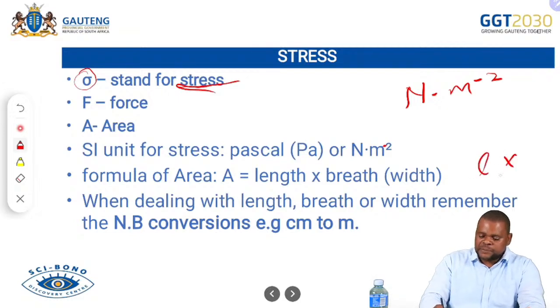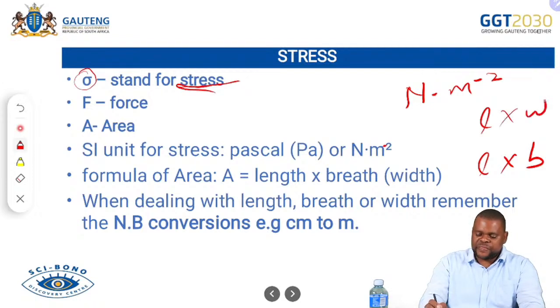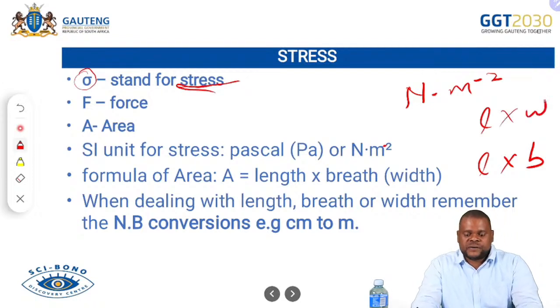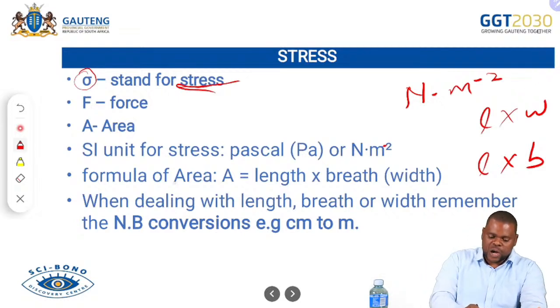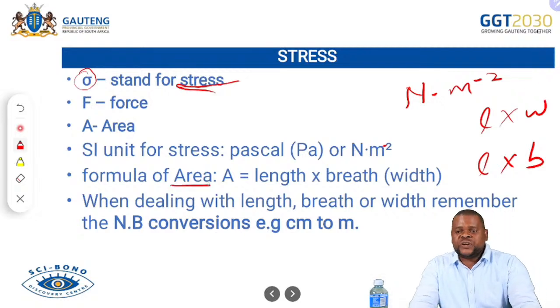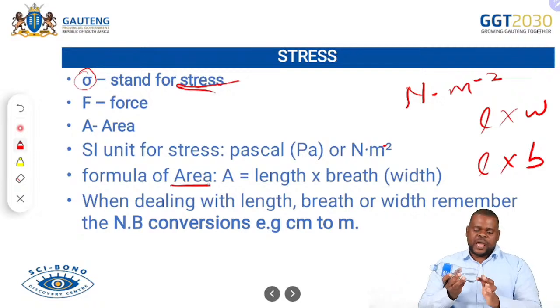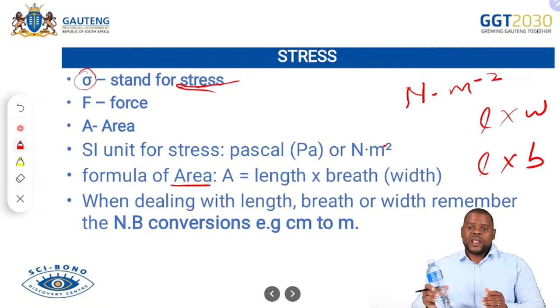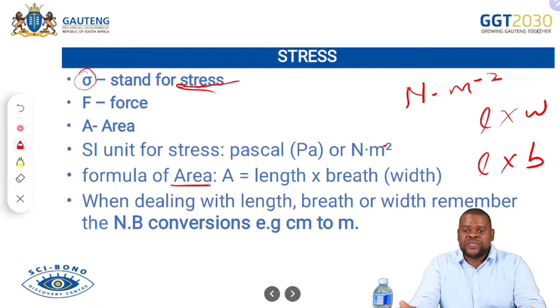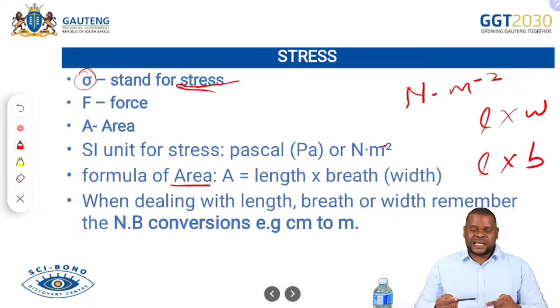length times breadth, or length times width. Grade 12, that is the formula that we use to calculate the area. Why are we giving you this? In most cases, they're not going to give you the area of the surface. They just give you, let's say, the length and the width. Then before you calculate the stress, you need to calculate the area first. Are we together, grade 12?